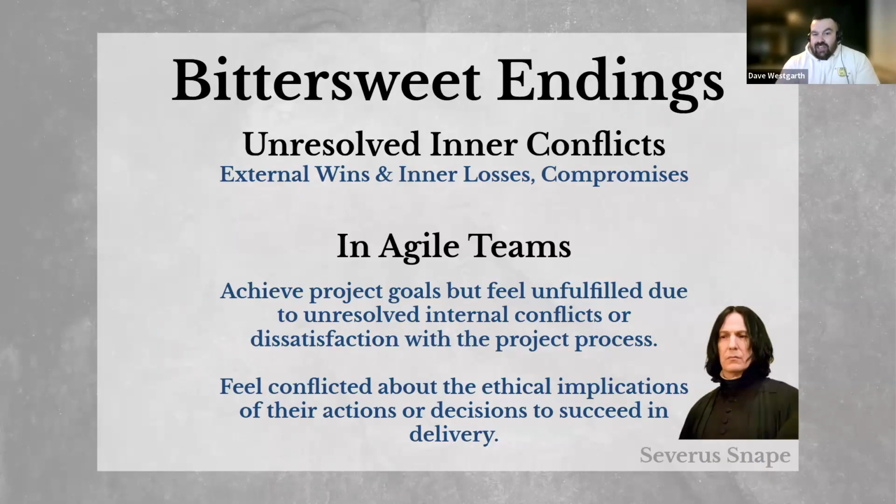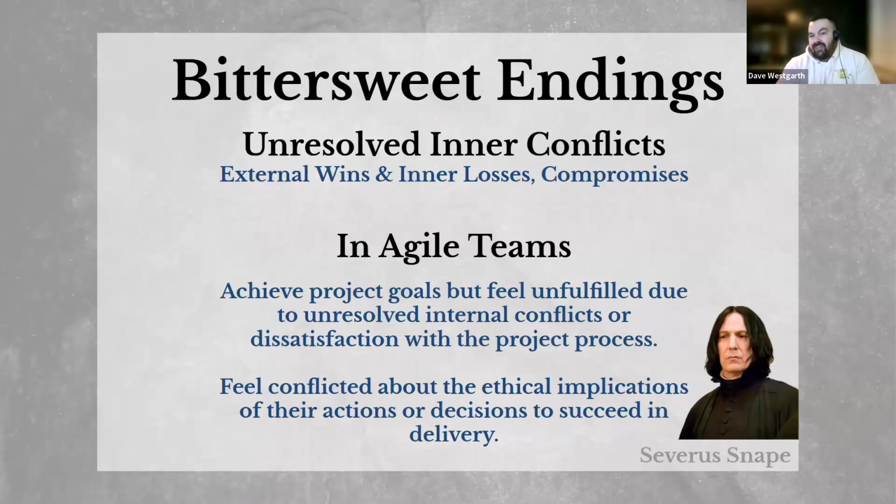And in agile teams, I relate this in a couple of different ways. So external wins and inner losses, fair enough. We might have got the delivery done. We might look like we've got everything done on time. But we know that we've sacrificed other things that we should have done to do that. We've cut corners, we've adopted technical debt, we've shot ourselves in the foot to get this one across the line.